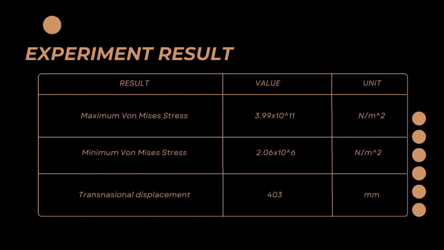As for the experiment result, we have maximum von Mises stress 3.99 times 10 power of 11 Newton per meter squared, and the minimum von Mises stress is 2.06 times 10 power of 6 Newton per meter squared, and the last one is translational displacement, which is 403 millimeter.